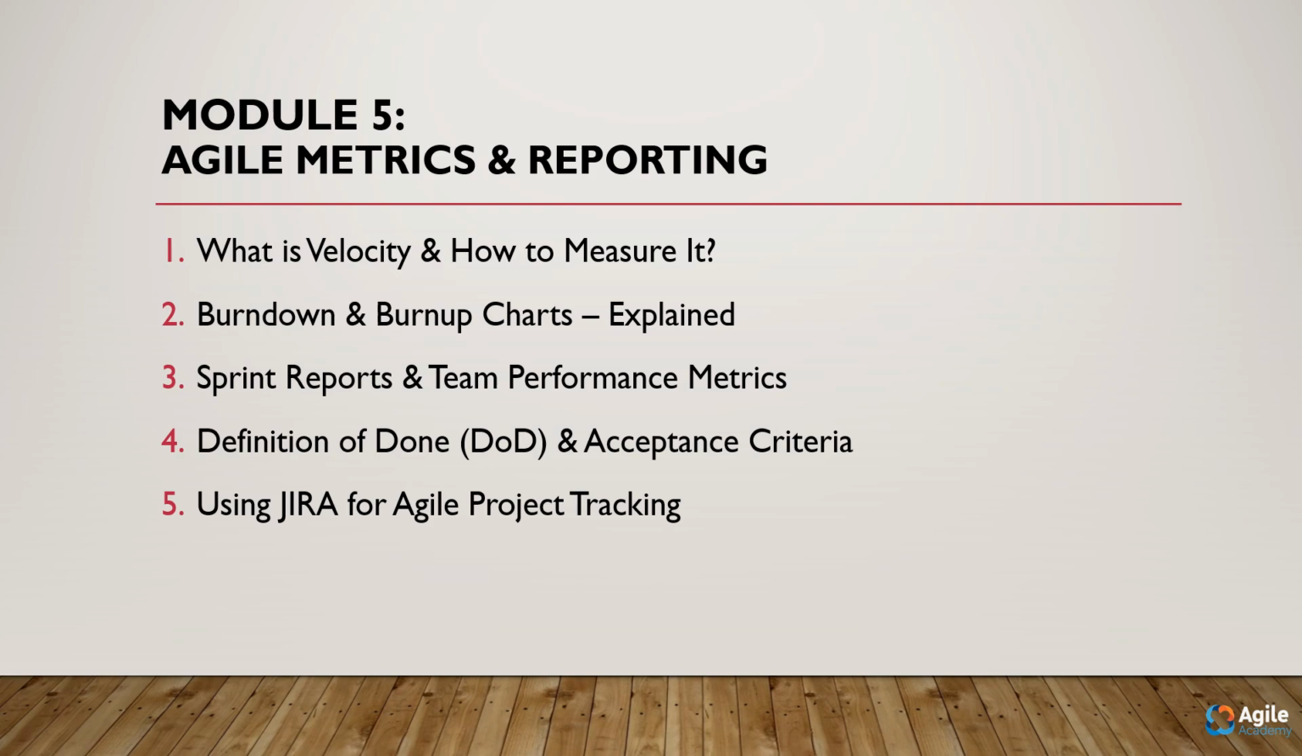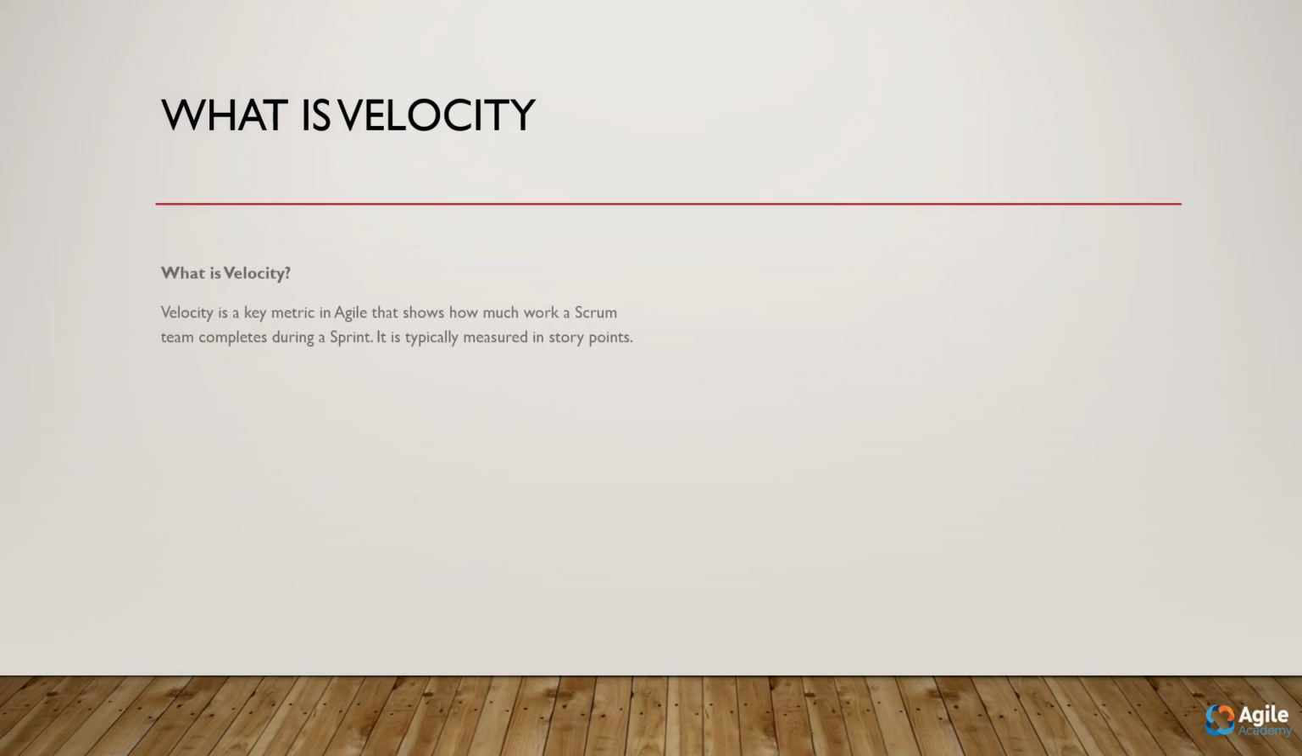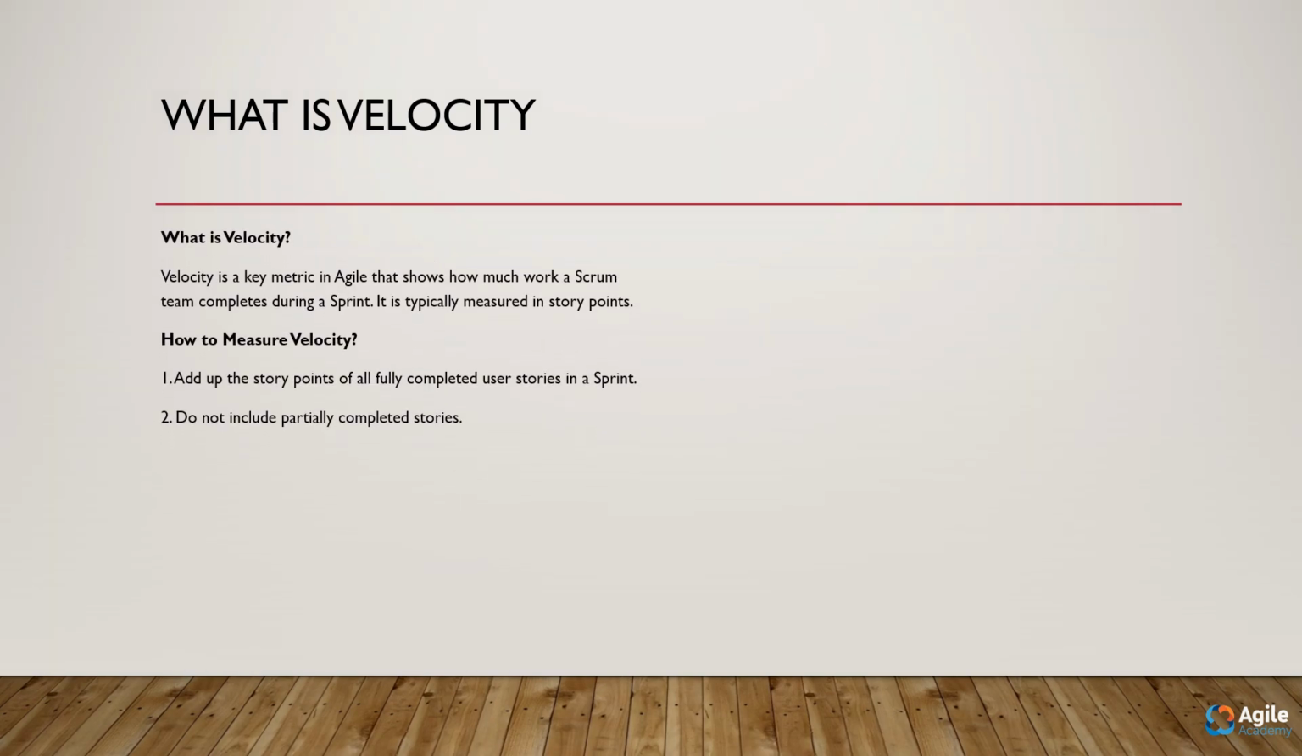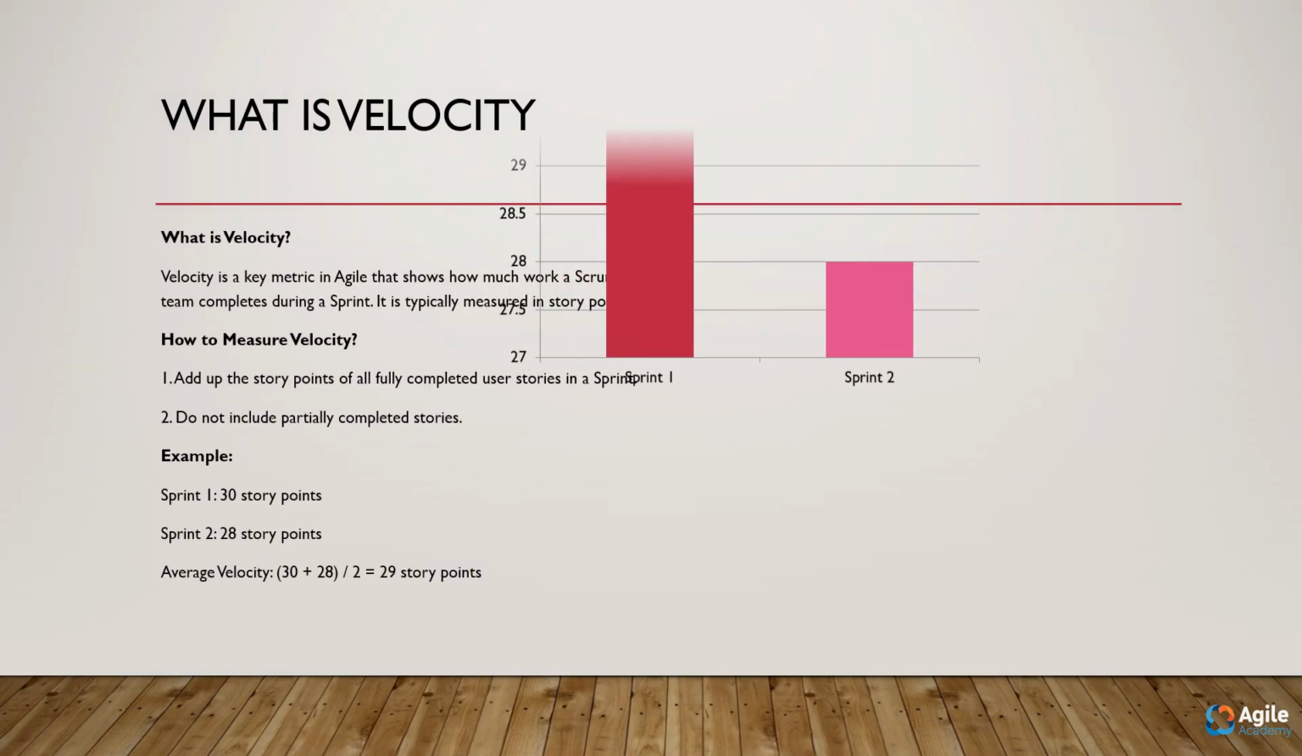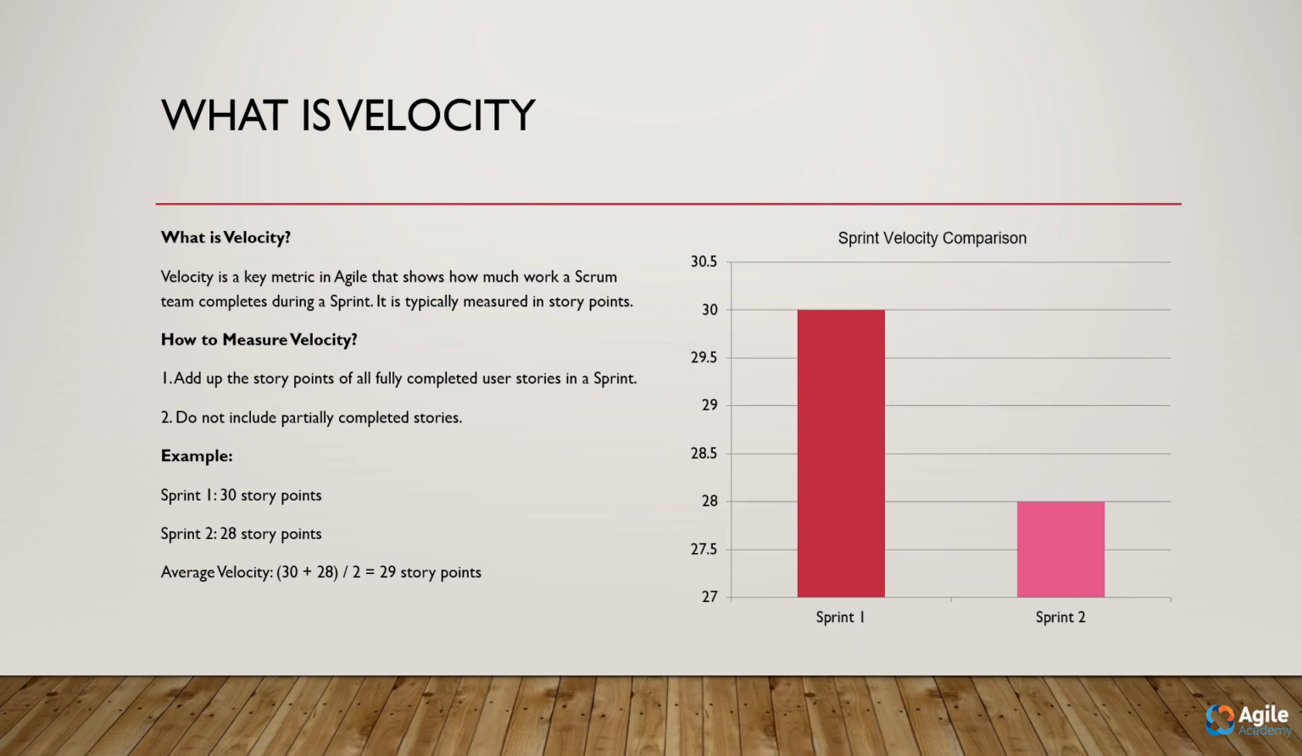Now, let's dive into the world of Agile metrics and see how data can empower your Scrum team. We begin with velocity, one of the most important Agile metrics. Velocity tells us how much work a Scrum team can complete in a sprint. It's typically measured in story points. To calculate it, simply sum up the story points of all fully completed user stories in a sprint. Remember, do not include partially completed work.